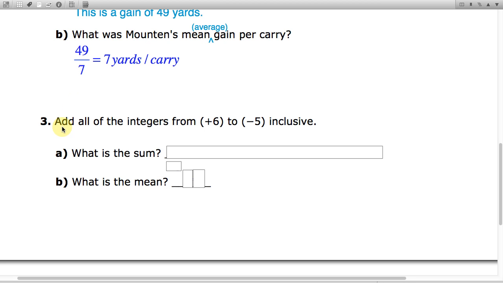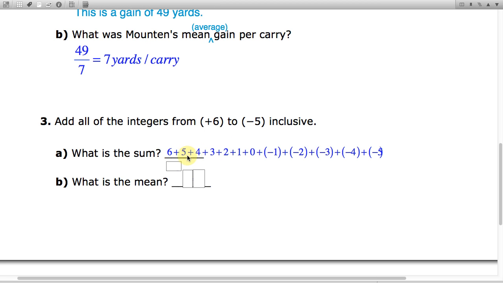Next we've got number 3. It says add all the integers from negative 6 up to positive 5 inclusive. So here they are: 5, 4, 3, 2, 1, 0, negative 1, negative 2, negative 3, negative 4, negative 5, and negative 6. If you add all those together, the interesting thing here is that we've got a 0 in the middle. Negative 1 plus positive 1 is 0. Negative 2 plus positive 2 is 0. We've got negative 3 and positive 3, negative 4 and positive 4, negative 5 and positive 5. All those things add to 0. The only thing remaining is negative 6.